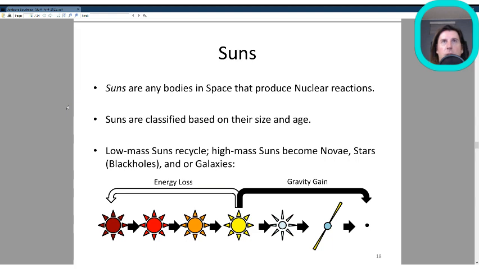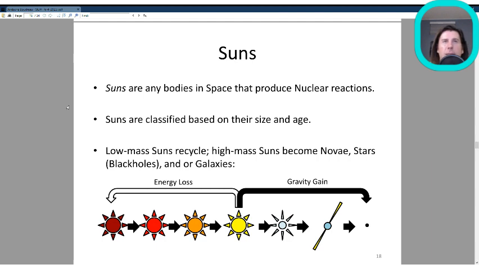And then the stuff of suns. Suns are any bodies in space that produce nuclear reactions. And that's the definition right there. Any body in space that produces nuclear reactions is a sun. Suns are classified based on their size and age.